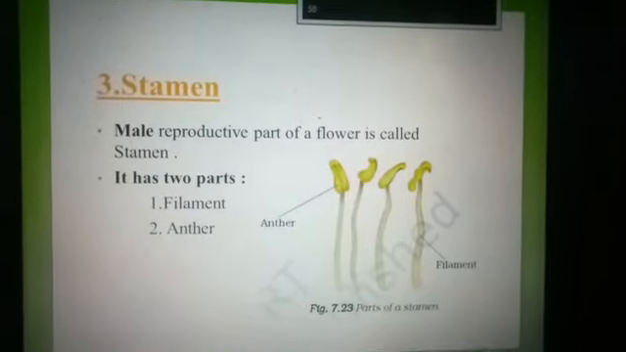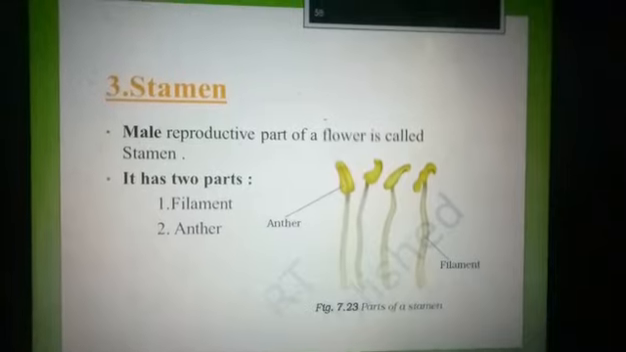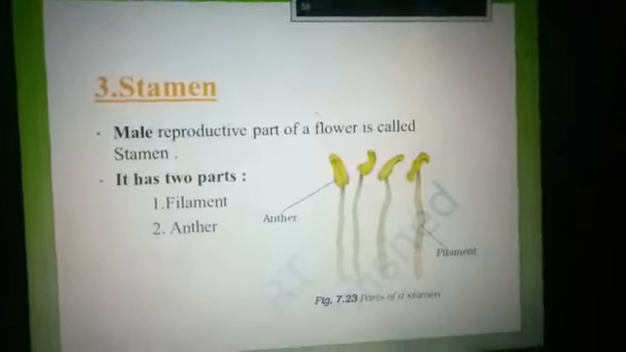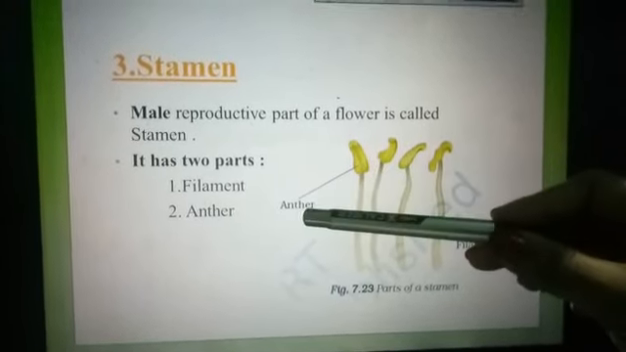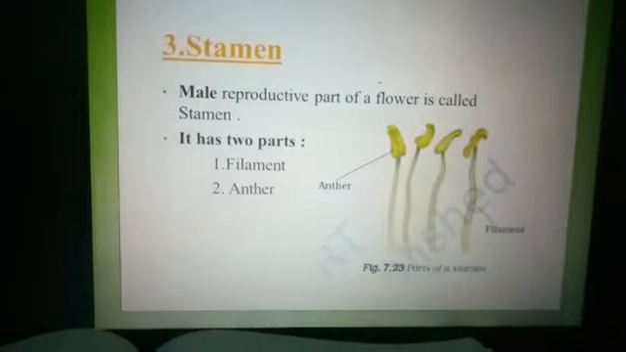Next we have stamen. Stamen is the male reproductive part of a flower, right? And it has two parts. As you're observing, it has two parts. The upper one is known as the anther. This knob-like structure is known as the anther, and the stalk-like structure is known as the filament, right?